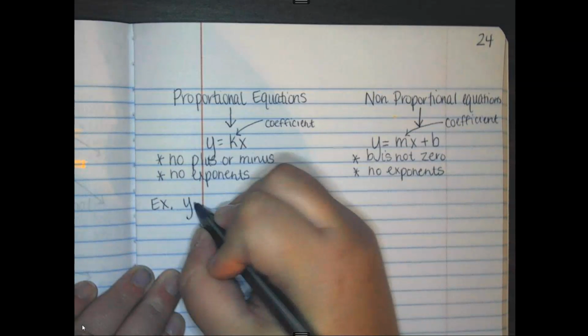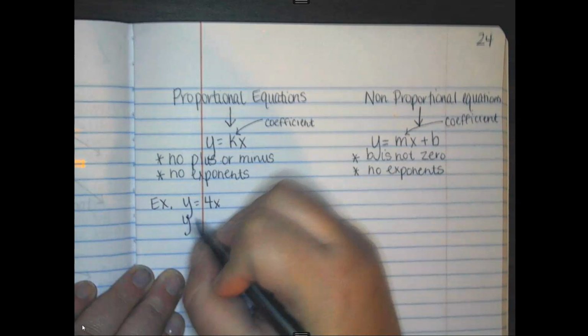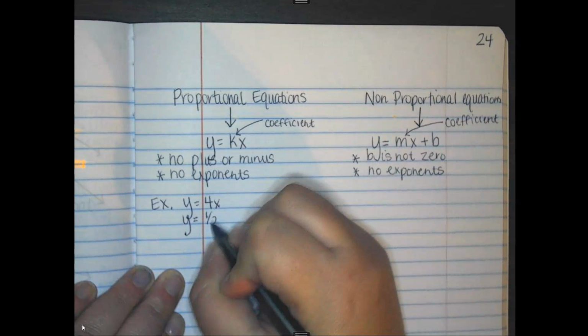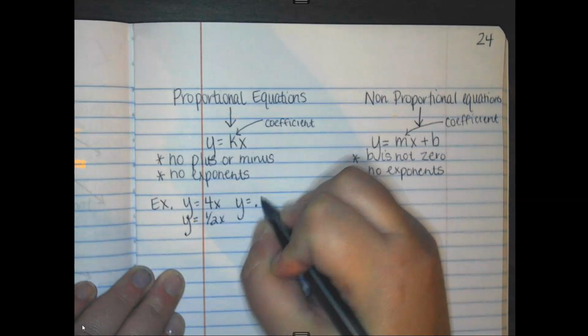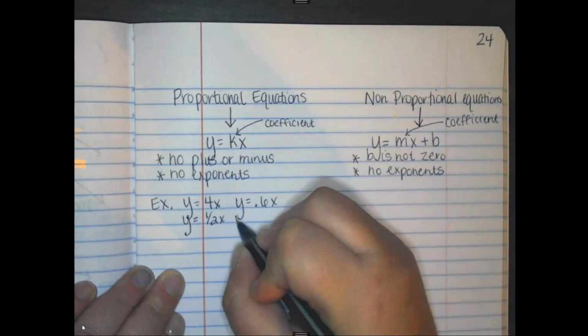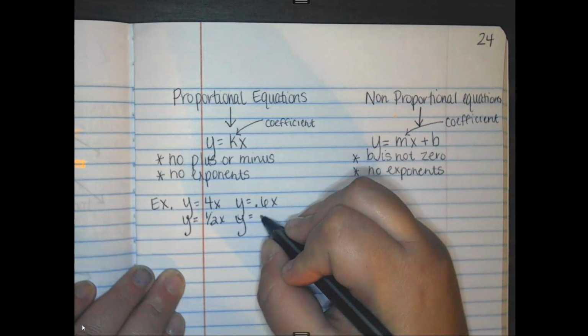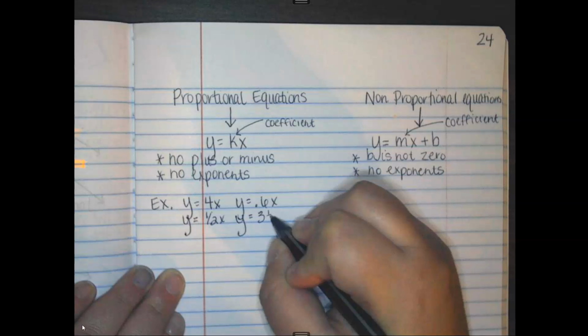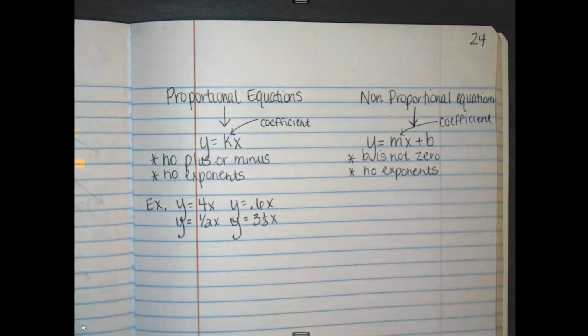So y equals 4x, y equals 1/2 x, y equals 0.6x, y equals 3 1/3 x. You hear that consistent? Y equals a coefficient and then x.